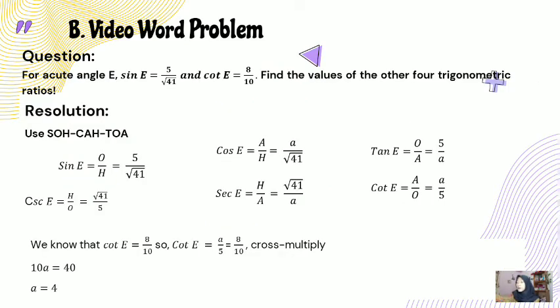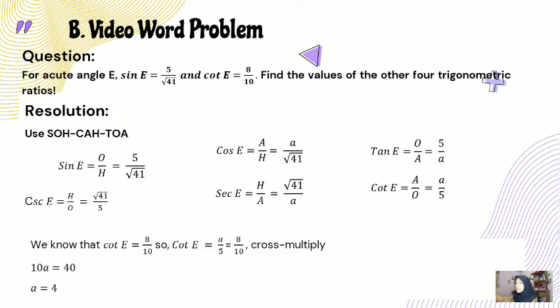And the next material is the word problem. In the question, for acute angle A, sin A equals 5 per square root of 41 and cot A equals 8 per 5. Find the values of the other four trigonometric ratios.